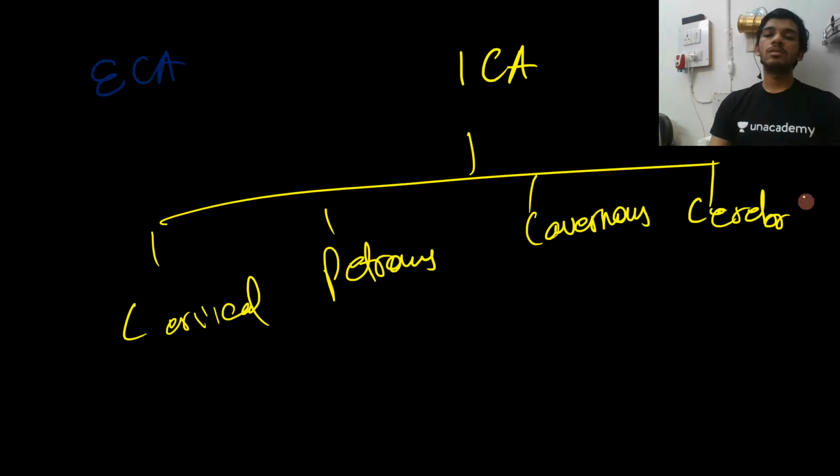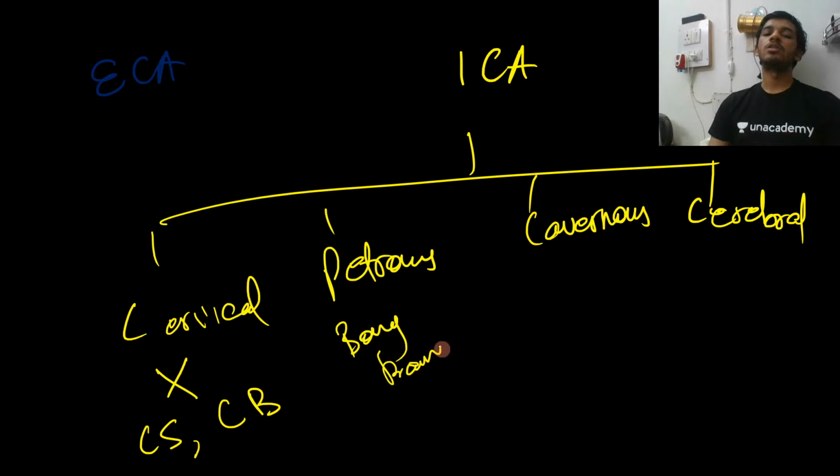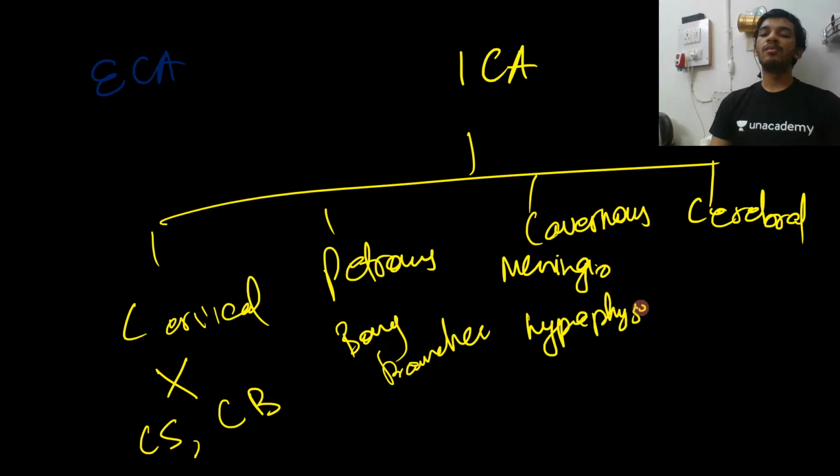Out of the cervical part, you need to remember that there are no branches. There is carotid sinus, right? Petrous part, you only need to remember there are bony branches, one of which is the caroticotympanic. Cavernous, you need to remember it is the meningiohypophyseal artery, right? So it will give the superior and inferior hypophyseals. It will give a few meningeal branches.